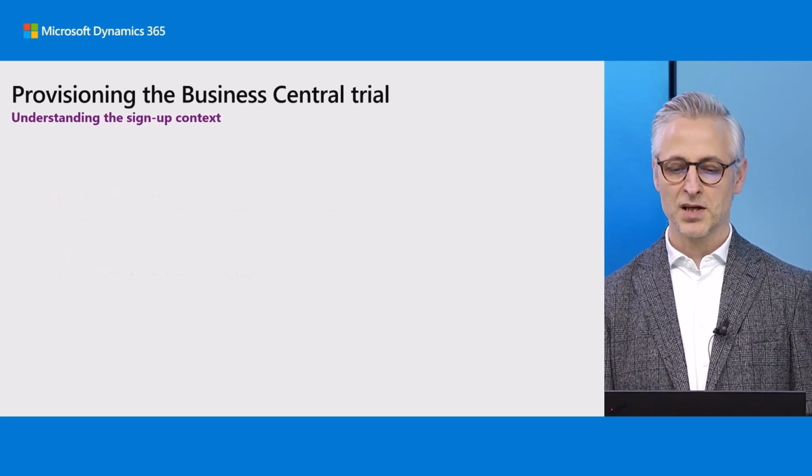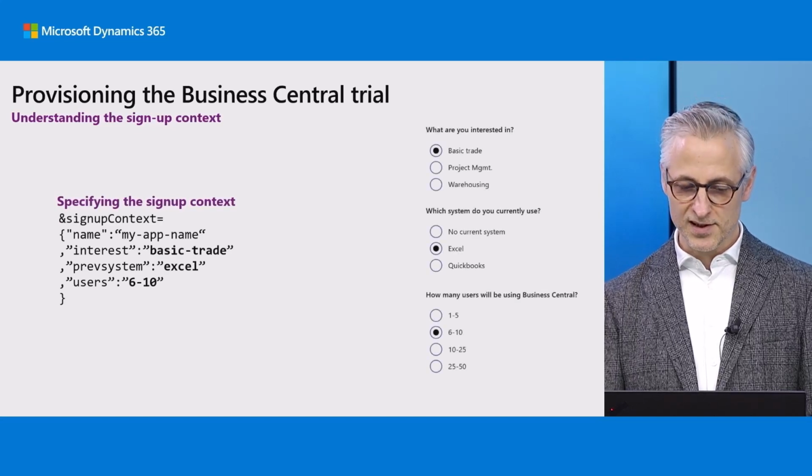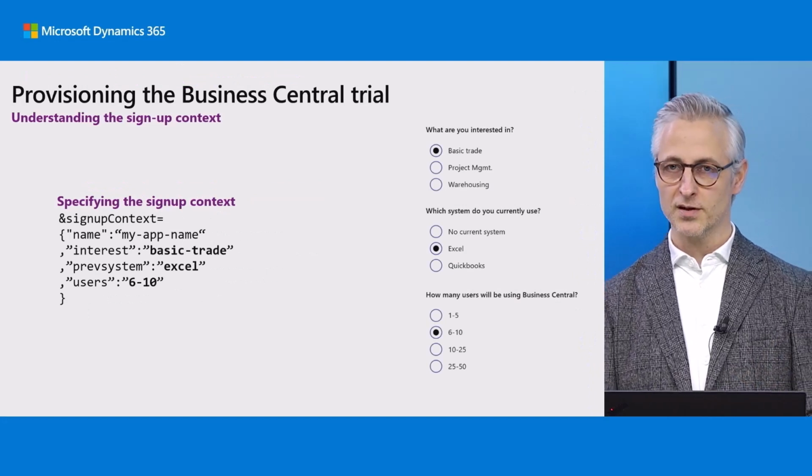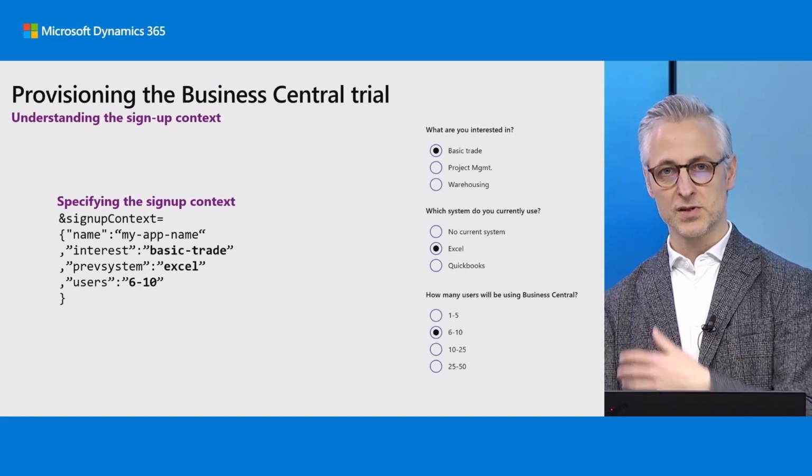Now it gets exciting, because if we look at the sign-up context from before in relation to the profiler, you'll recognize that I've created, for example, one key called interest, and the value is basic trade, and another key called previous system, where the value is Excel, and so on. You get the idea. Whatever information you want to pass into Business Central, you add to the sign-up context like this. That's all great, but how can you then react to it? How can you do what we saw before, where you load a specific checklist?